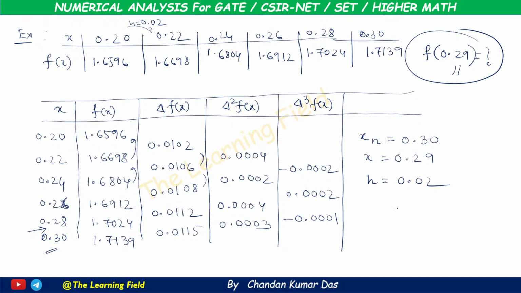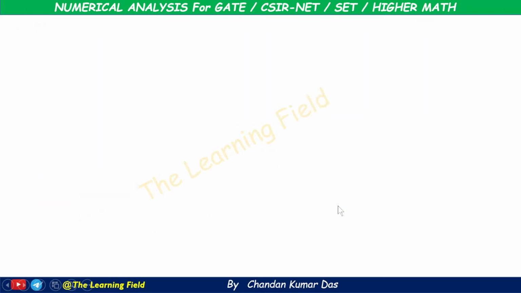And v equals x minus xn by h, which is equal to 0.29 minus 0.30 by 0.02. This is equal to minus 0.5. Okay, so this one. Now we write the formula.